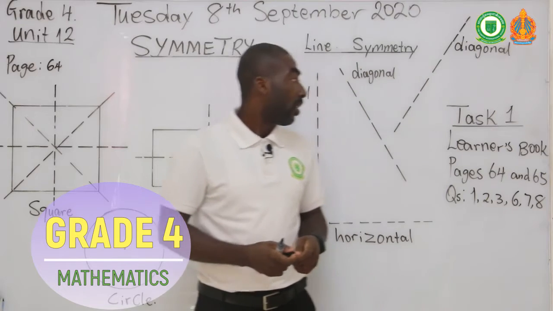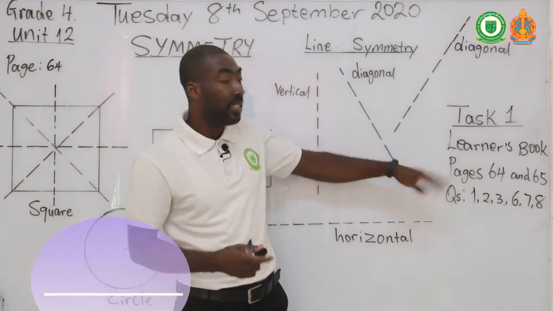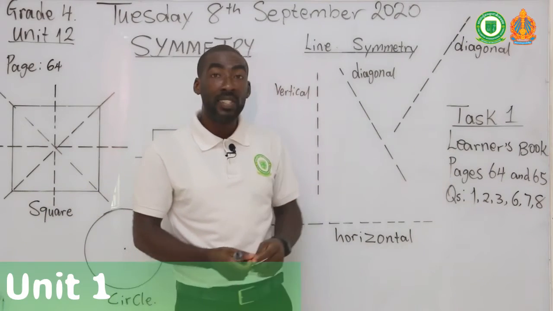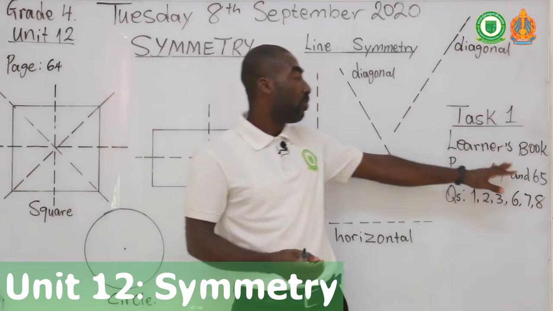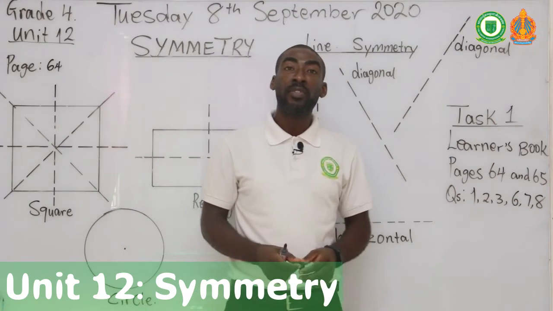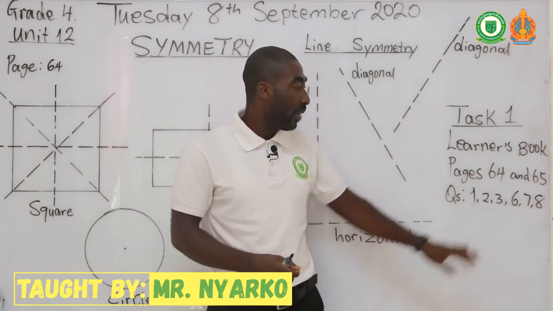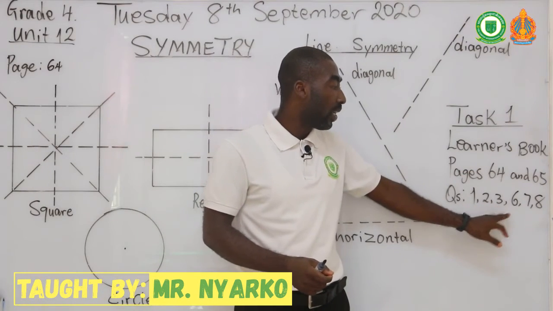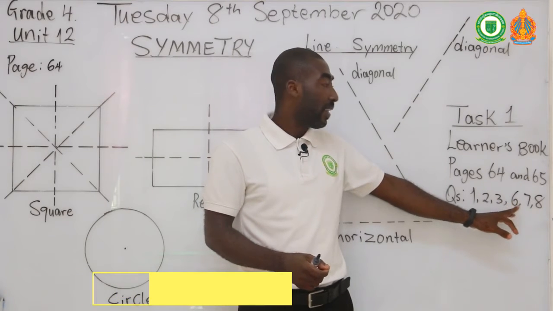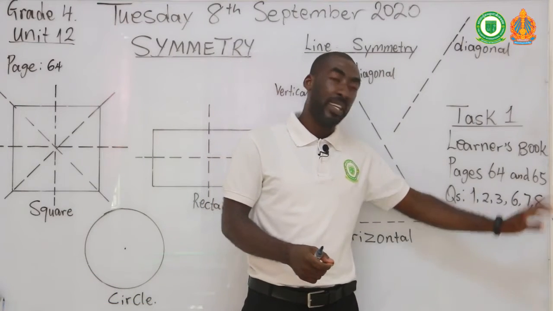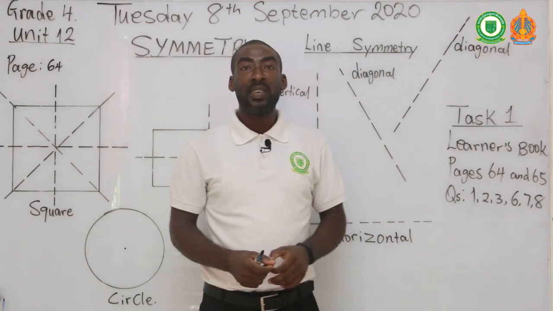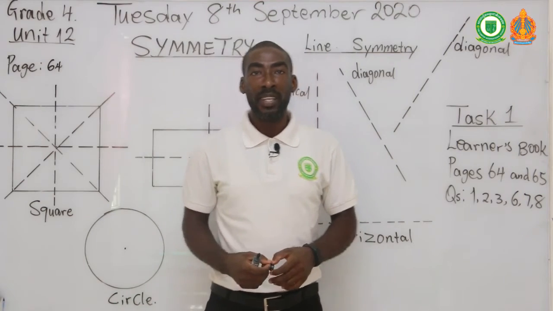Okay, because this is your first video, you have your first activity that will be from the learner's book, page 64 and that of 65. We are doing questions 1, 2, 3. We skip 4 and 5, and then we go to 6, 7, and 8. We'll meet in our second video and continue our lesson.